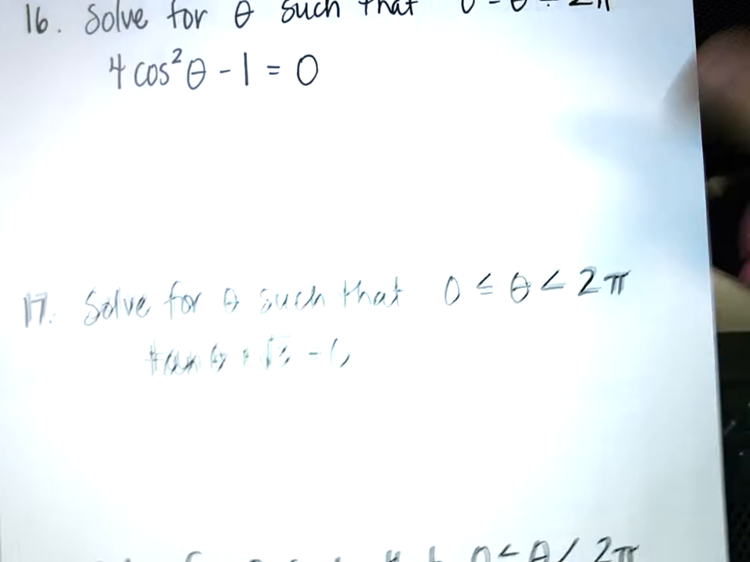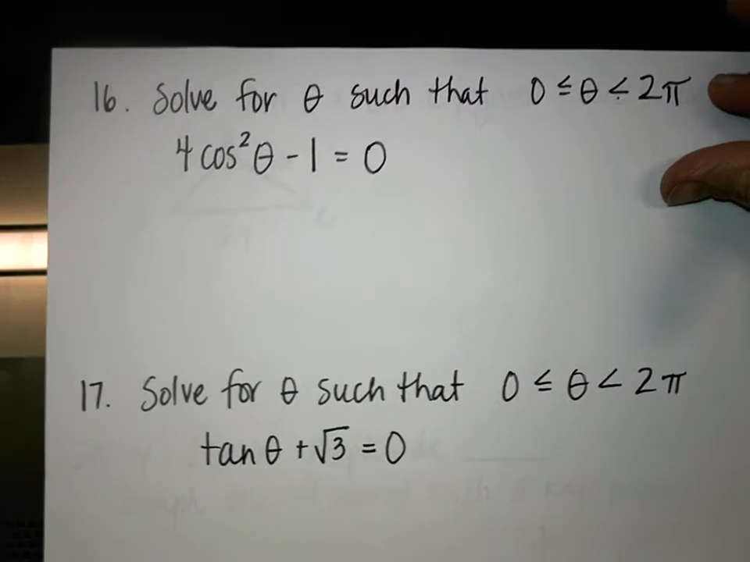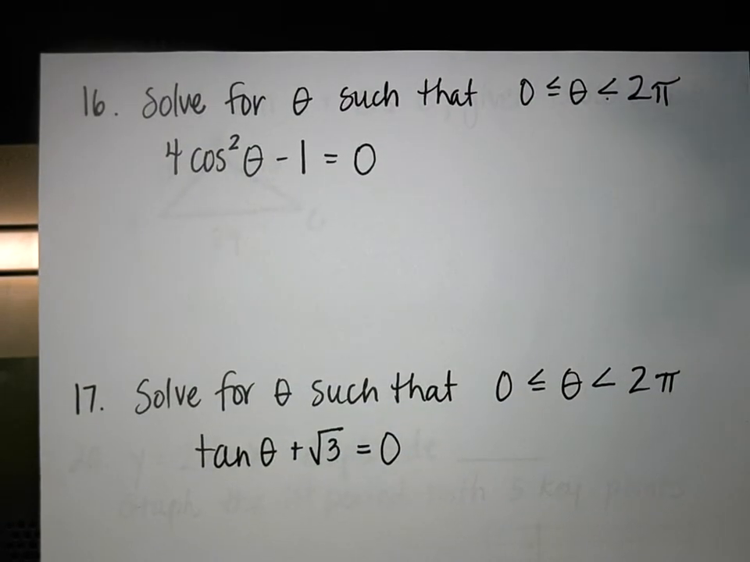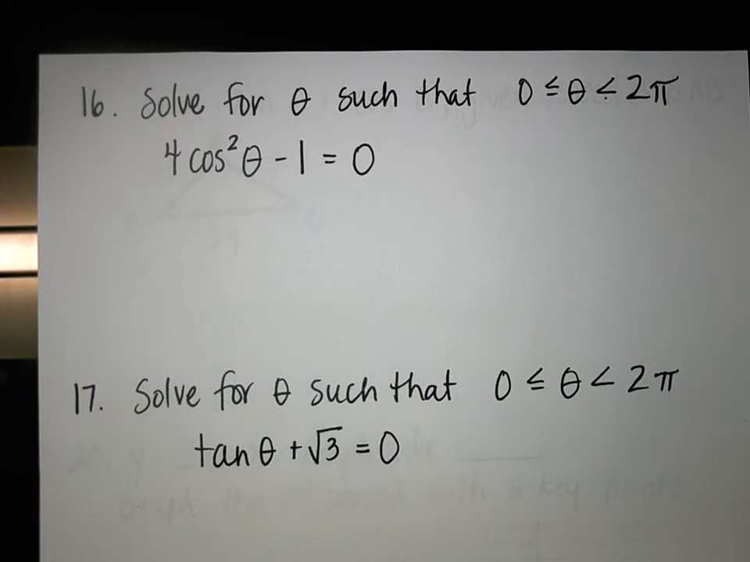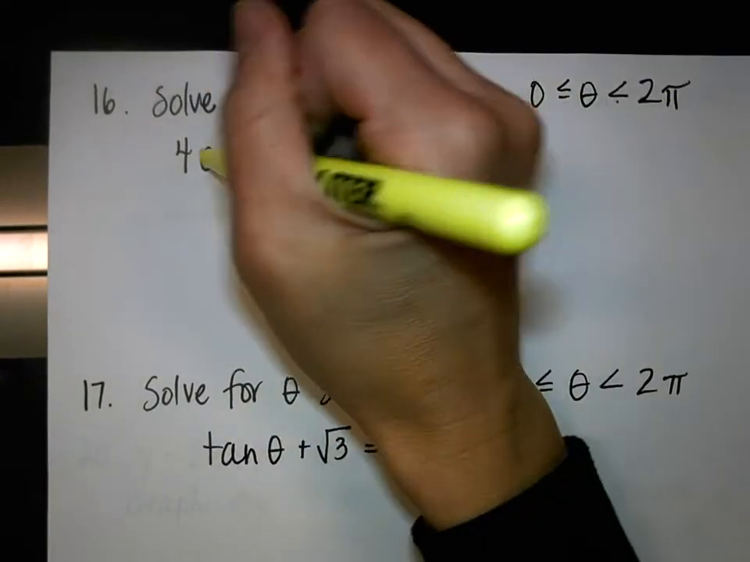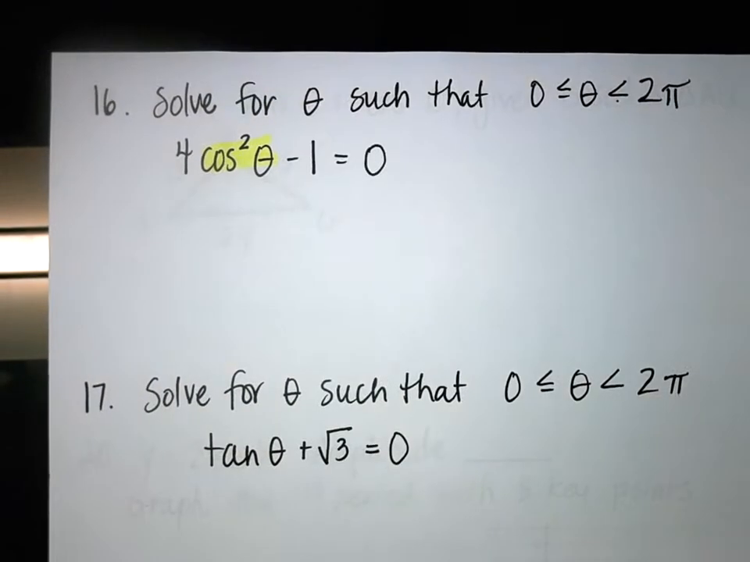Number 16. Here, this is going back to lesson 8.9, where we are solving these in terms of radians. And so we are going to try to solve for cosine. Notice that it is cosine squared. So once we get cosine by itself, we'll need to end up taking the square root of both sides.